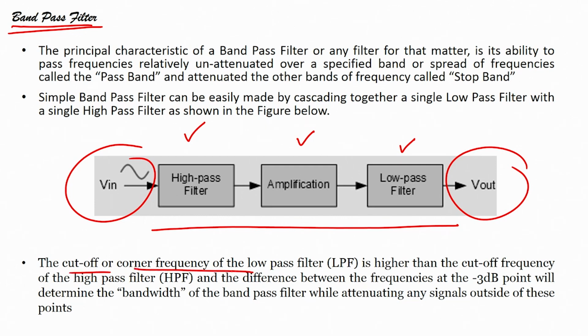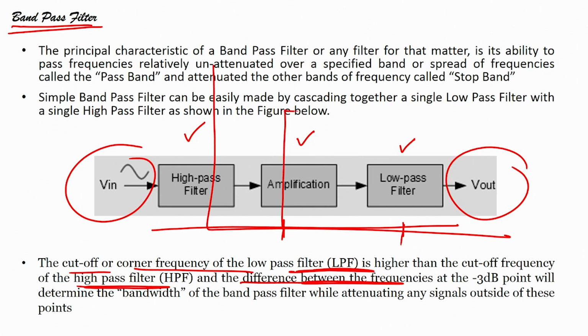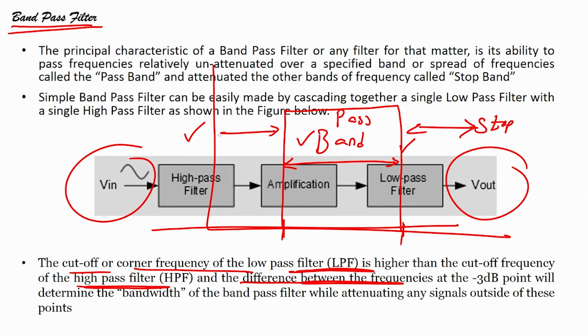The cutoff or corner frequency of the low pass filter is higher than the cutoff frequency of the high pass filter, and the difference between the frequencies at the -3 dB points will determine the bandwidth of the band pass filter. What does it mean? If I draw the cutoff frequency of the low pass filter and the cutoff frequency of the high pass filter, the difference between them is the band which will be allowed to pass. So, this is the pass band, and these are the stop bands. This is what this sentence means.